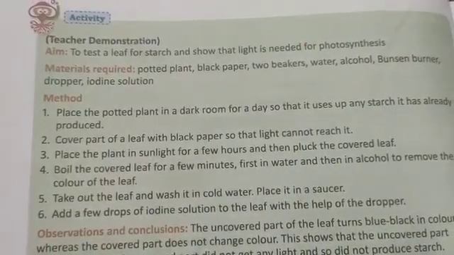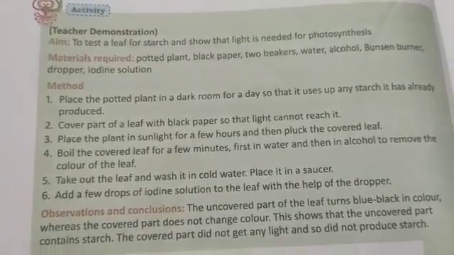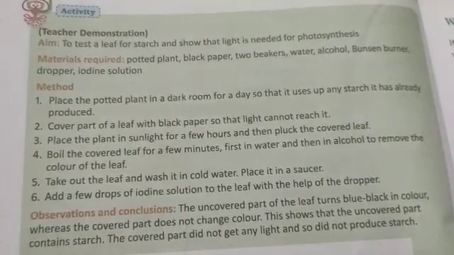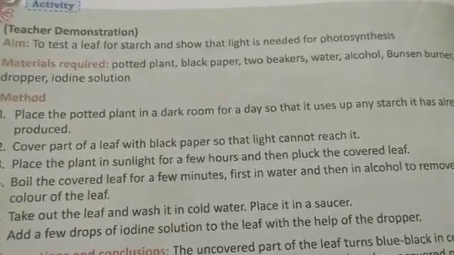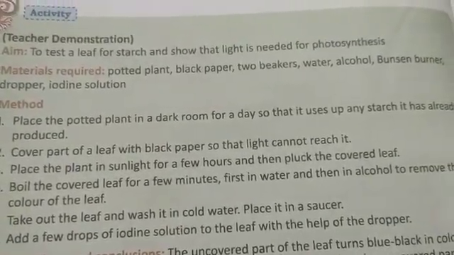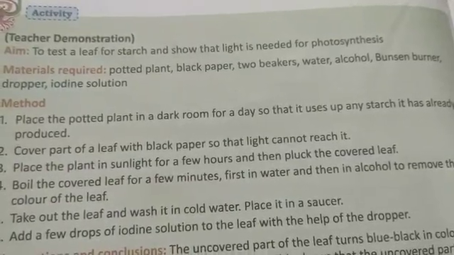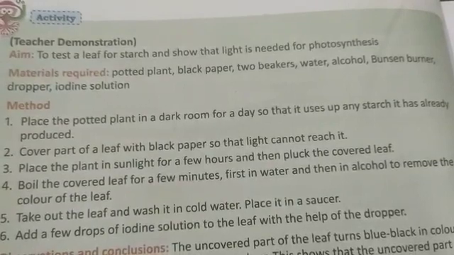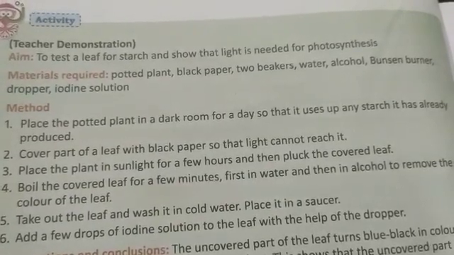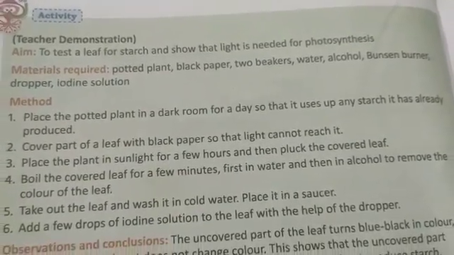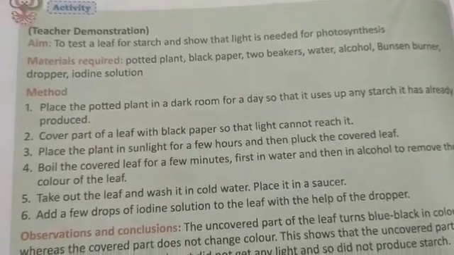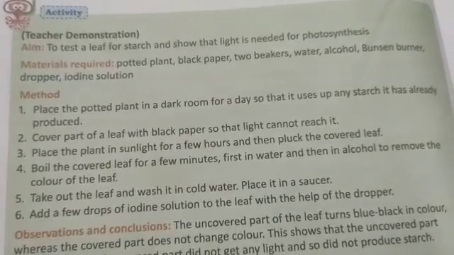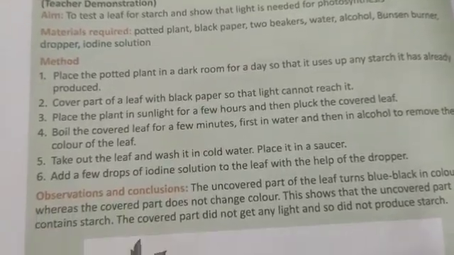Students, now turn to page number 36 to test a leaf for starch and show that light is needed for photosynthesis. What all you will require? A potted plant, black paper, 2 beakers, water, alcohol, Bunsen burner, dropper, iodine solution. You will not get all these things at home, but try to understand that light is needed for photosynthesis.